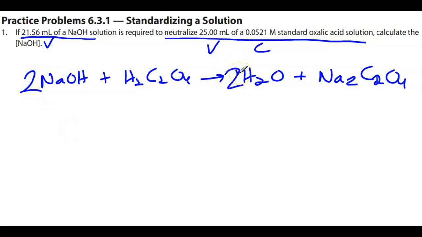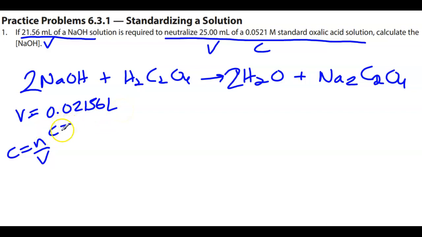Okay, so let's write out the information that we have. We know the volume of this, which I'm going to convert directly into liters. When we're dealing with concentration, C is equal to n over V, and that has to be liters, right? So right off the bat, we're going to do that. And this is what we're trying to solve the concentration of. Over here, we have the volume of our acid, 0.025 liters, and the concentration is given.